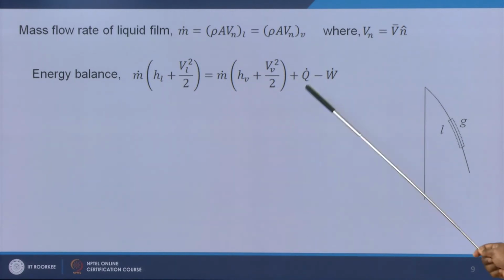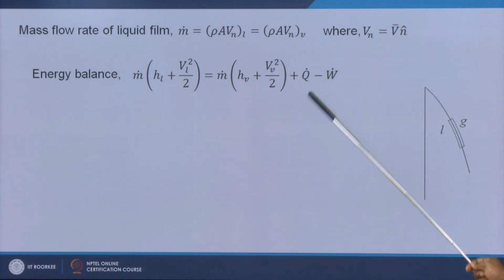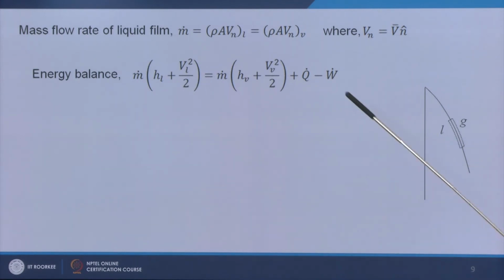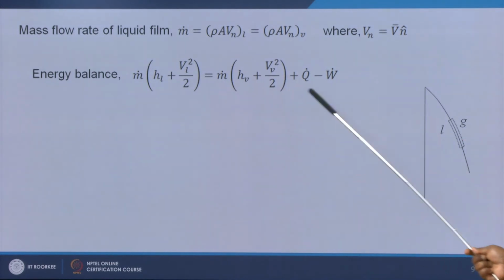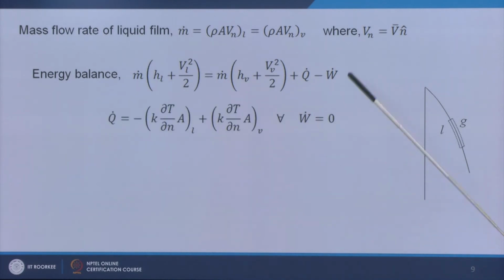On the other side, we write Q dot, the heat transfer occurring in this small strip, minus W dot, which is the work transfer, coming from our first law of thermodynamics. Now, you see here, W dot will obviously be 0 because there is no feasible work done over here.